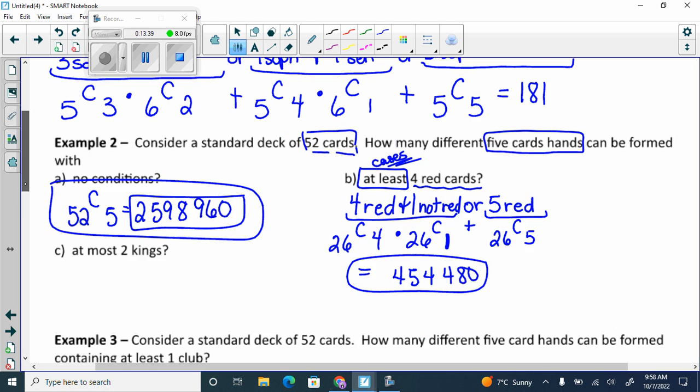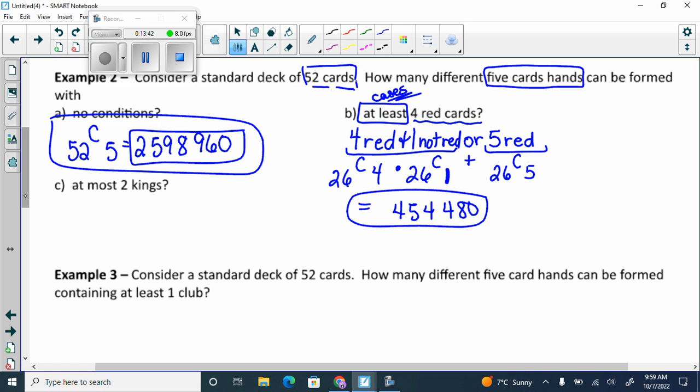Okay, this one I'm going to get you to try on your own. At most 2 kings. If I go to a store and I need at most $2, what do I need? 2 or less, which could be 2 or 1 or actually 0, and most people forget the 0 case. So you'll have 3 cases. Try it out. At most 2 kings means 2 kings or 1 king or 0 kings.